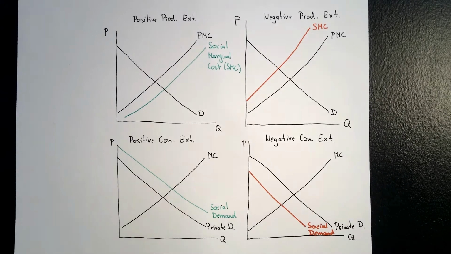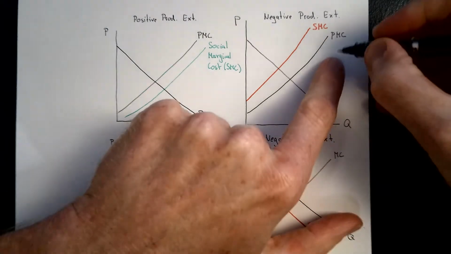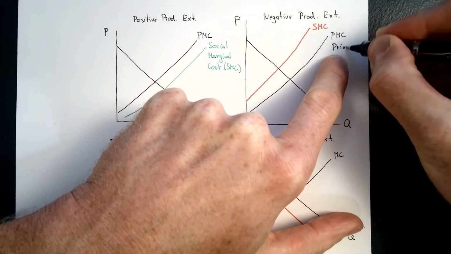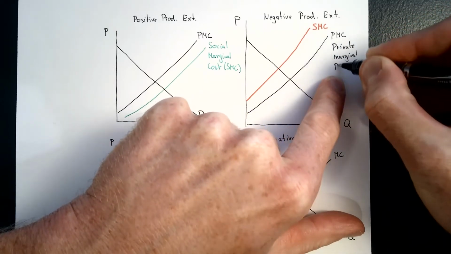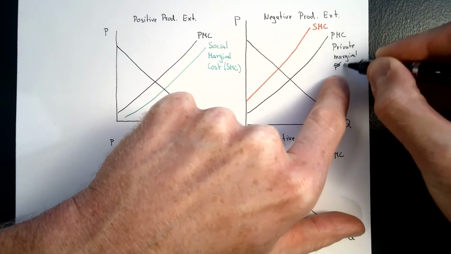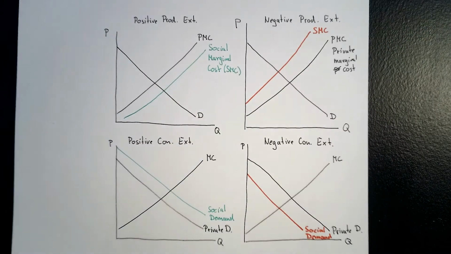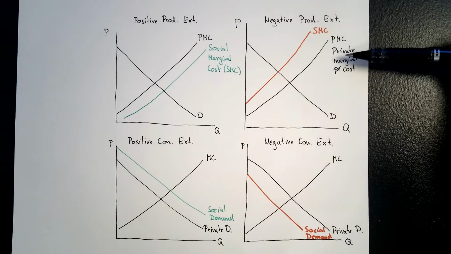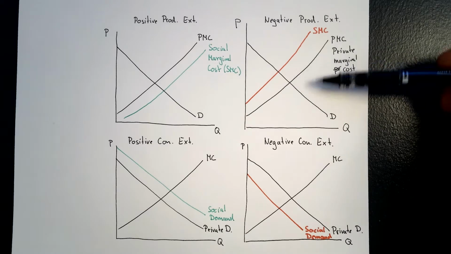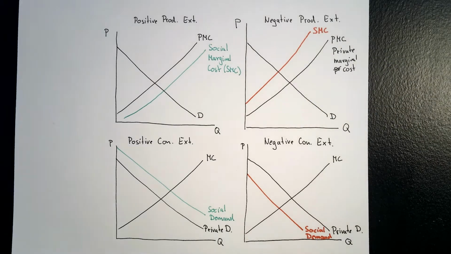So here we have what is called the PMC, which is the private marginal cost. This is basically the cost associated with the production of the good. So this would be what a firm actually pays in the production process. But if this production process also emits pollutants, or pollution, then there's an additional cost on society, and this is indicated with the social marginal cost, or SMC here.